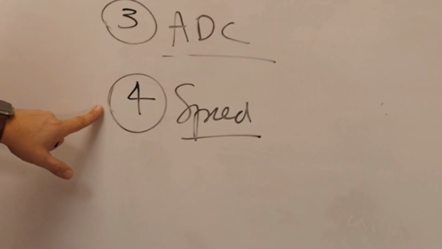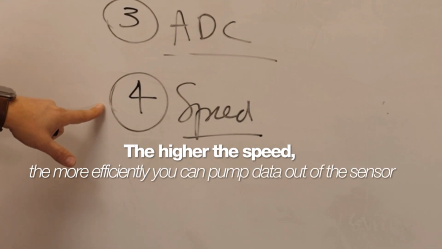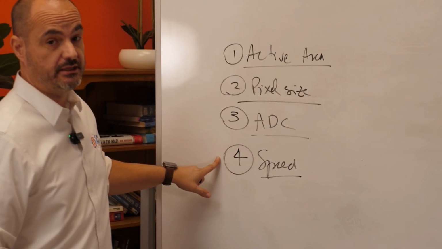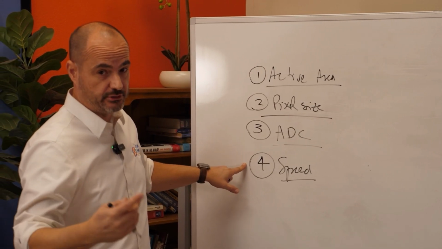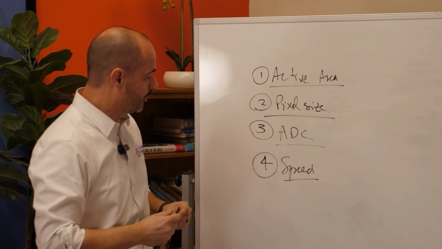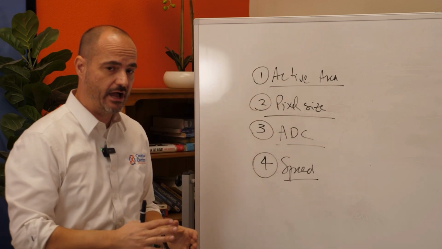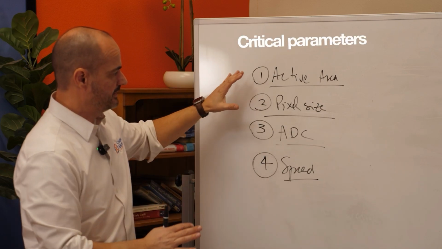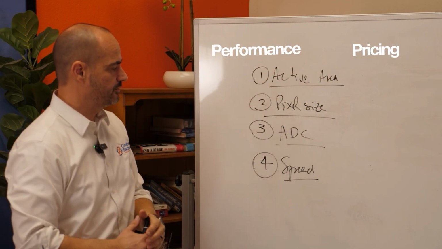And finally, the speed. The higher the speed, the more efficiently you can pump data out of the sensor, and the better you're going to be. You're going to have a closer to real-time view of your images, especially if you're doing computer tomography or 3D. And again, you have to pay more money for that. So I hope we were able to give a quick glance of how these critical parameters play a role in the performance and pricing of your X-ray machine.